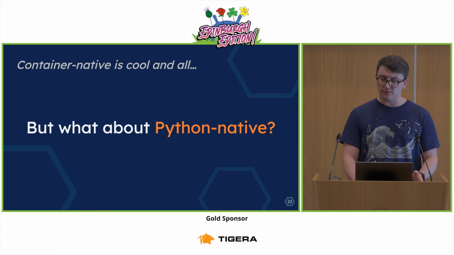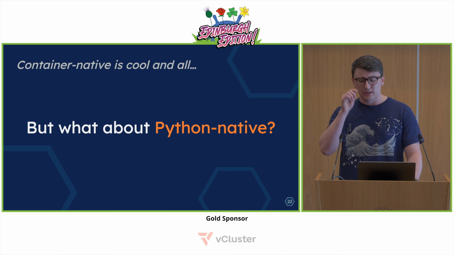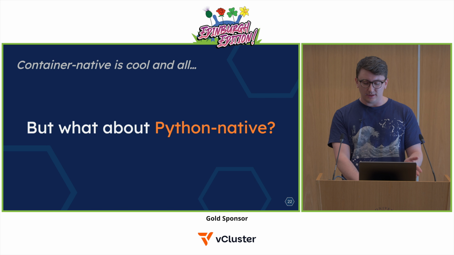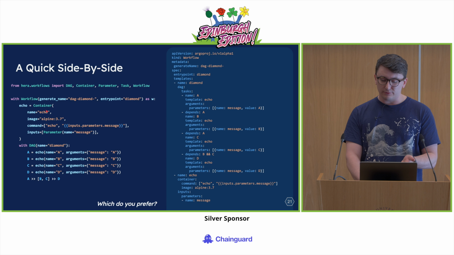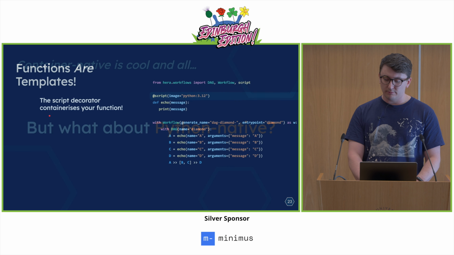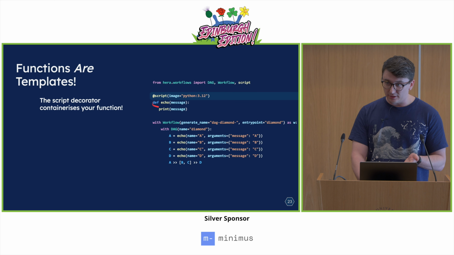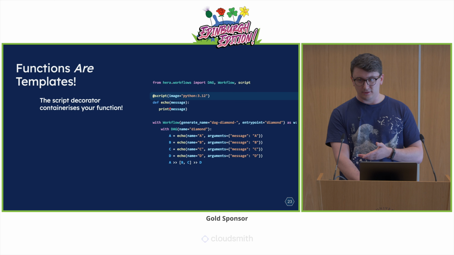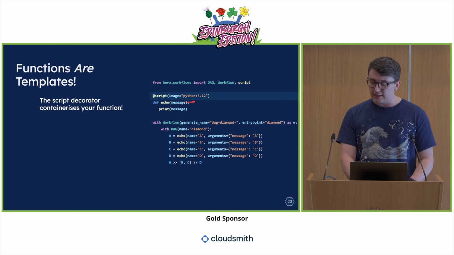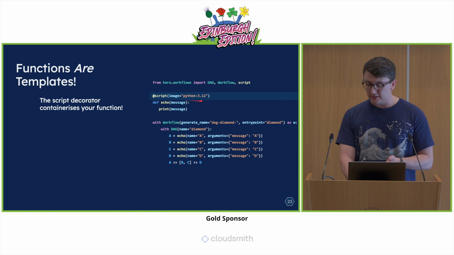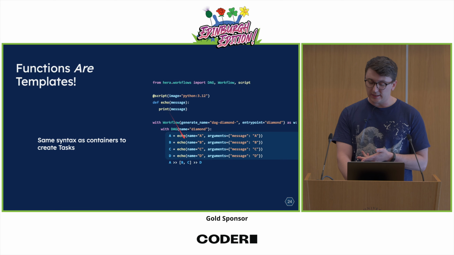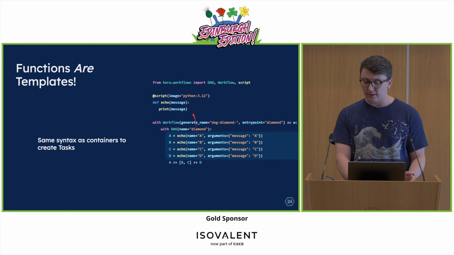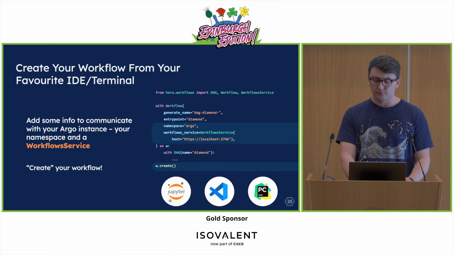So container native is cool, but what about Python native? I was just talking about how functions can be your templates, but we're looking at this container, so it's running an image, a command, taking some inputs, etc. But I just want to write, or maybe I already have a function and I just want to run it on Kubernetes. And with Hera, all you need is the decorator that says, this is the image I need, run the code inside. And the syntax inside the DAG is exactly the same, so the only thing that's changed here is this function.